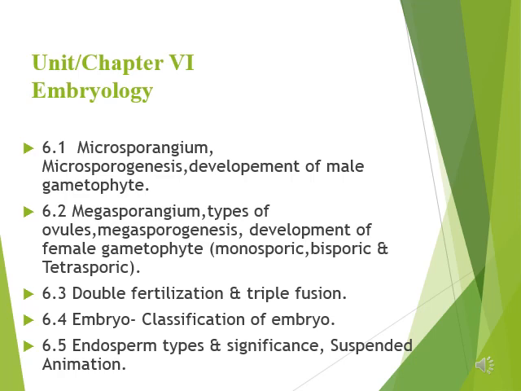Now in this chapter you have to study microsporangium, microsporogenesis and development of male gametophyte. Again you have to study megasporangium, types of ovules, megasporogenesis, development of female gametophyte, that is monosporic, bisporic and tetrasporic female gametophyte. The next topic will be double fertilization and triple fusion. Again, you have to study the classification of embryo, and the last topic will be endosperm type, its significance and suspended animation. Now the overall unit carries 12 marks.